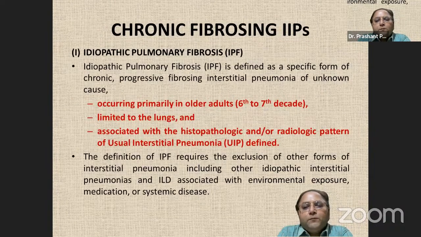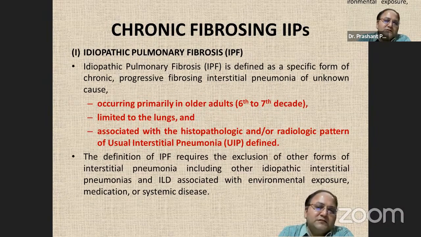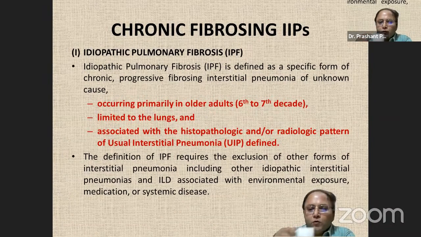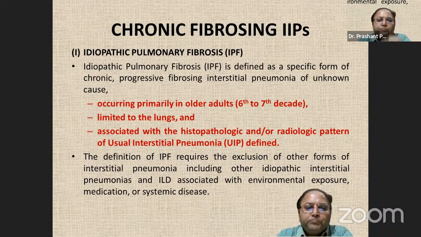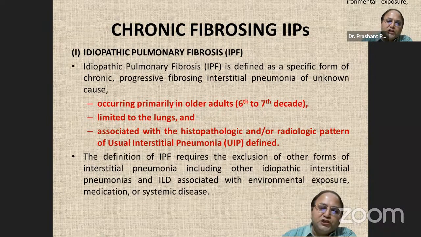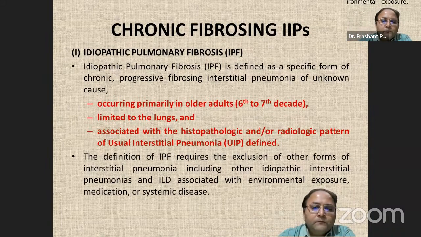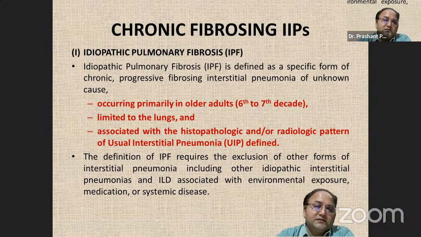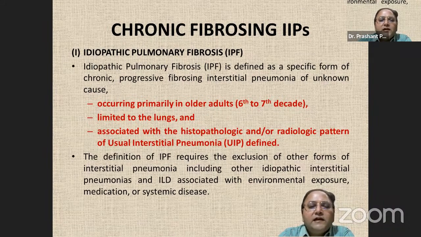Coming to chronic fibrosing idiopathic interstitial pneumonias, of which the most common and deadly is idiopathic pulmonary fibrosis. Until some time back, ILD was probably synonymous with idiopathic pulmonary fibrosis. So what is idiopathic pulmonary fibrosis? It's defined as a specific form of chronic, progressive, fibrosing interstitial pneumonia of unknown cause. Underline the words unknown cause, occurring primarily in older adults, 6th to 7th decades, limited to the lungs. There should be no extrapulmonary presentations, and it is associated with the histopathological or radiological pattern of usual interstitial pneumonia.